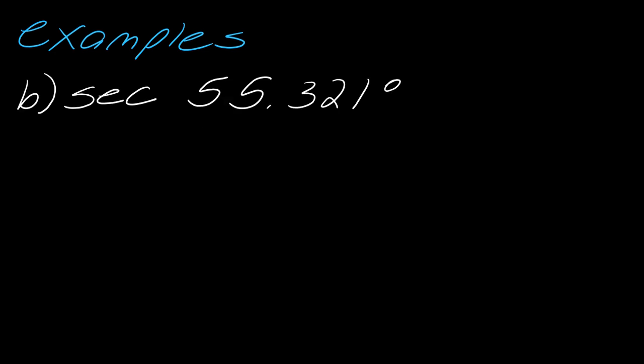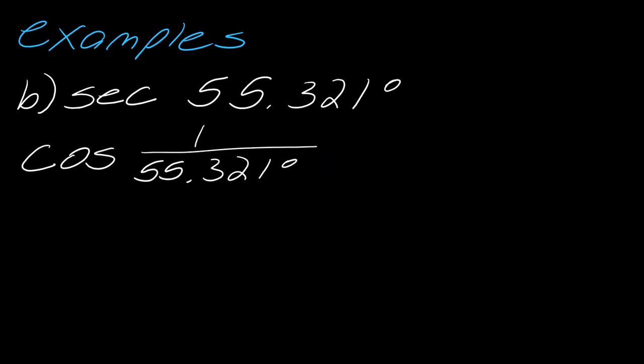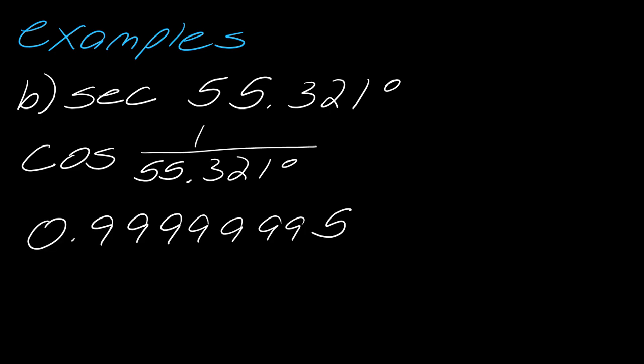Okay, so moving on to secant of 55.321 degrees. All right, so the deal here is there is no dedicated calculator function for secant or cosecant or cotangent. So when this happens, you've got to manipulate this so that you can evaluate it. So remember, secant is a reciprocal of cosine. So if I just flip this like so, this is what I can enter into my calculator. They are equivalent, okay? All right, so if I just plug that into my calculator, I'll get 0.999995, and that would be it.